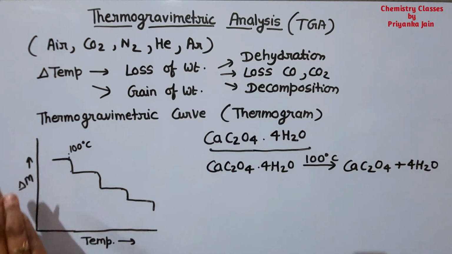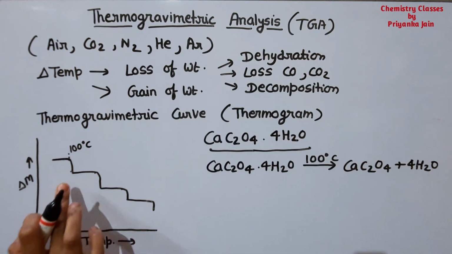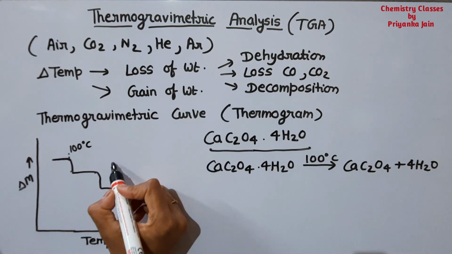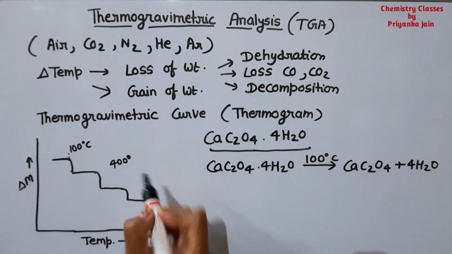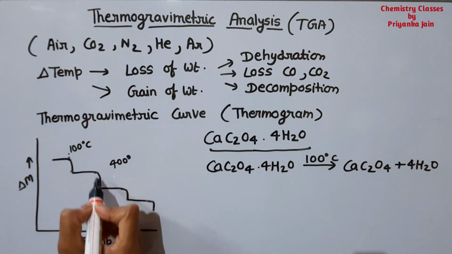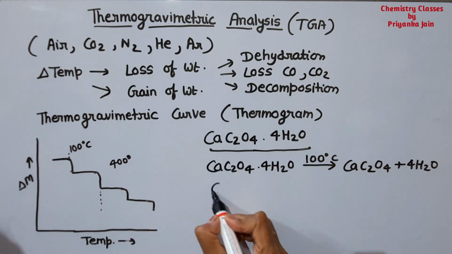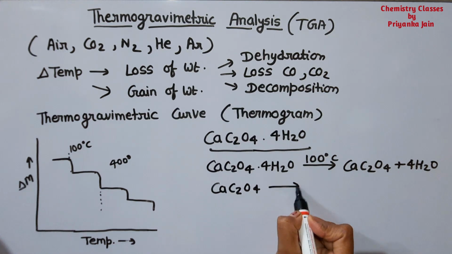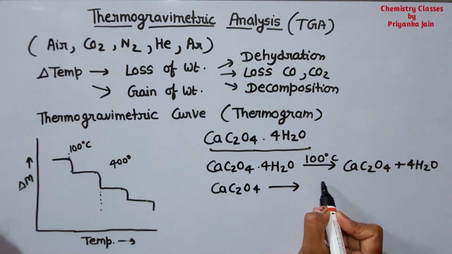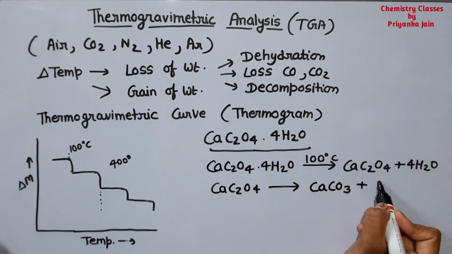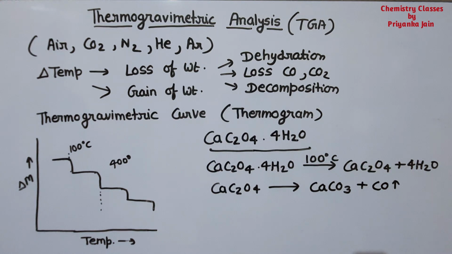Now when we are again increasing the temperature, there is no change in the weight, and at 400 degrees centigrade, when the temperature is reaching 400 degrees centigrade, there is a sudden loss of the weight. Why is this happening? This is due to this reaction. CaC2O4 is again losing carbon monoxide, and we are getting CaCO3 plus carbon monoxide. So there is a loss of the weight.